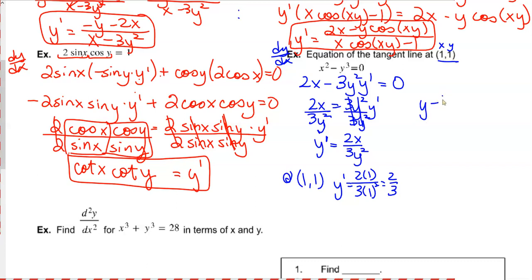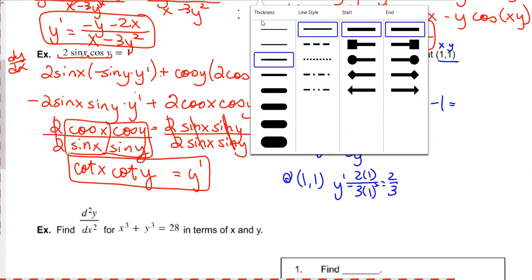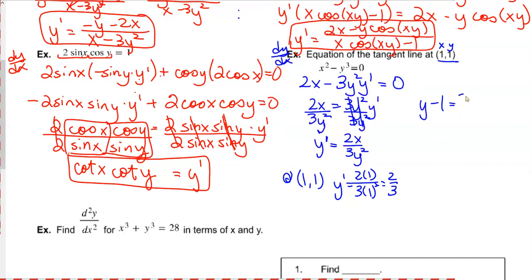So y minus 1 is equal to m times, whoops, I can replace that m, I'm so used to saying it. I can replace that m because I know what it's equal to. It's equal to 2/3. So I'm going to put 2/3 in there, times x minus the x value, which is 1. And I can now distribute that 2/3. Y minus 1 equals 2/3 x minus 2/3.